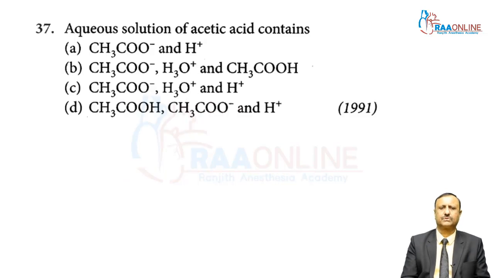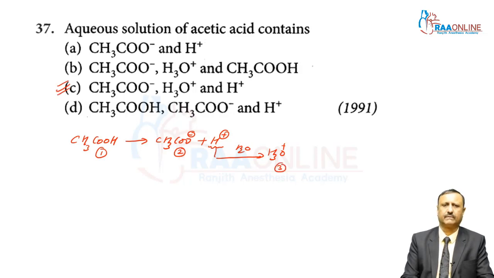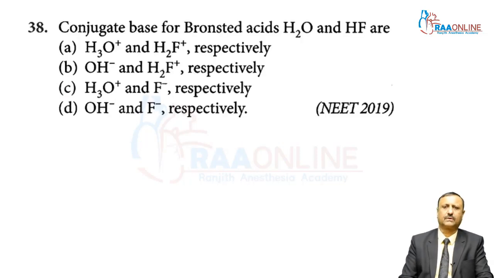Now my dear students, you can go to question number 37. When you take the aqueous solution of acetic acid, here acetic acid is a weak acid, my dear students, and it gives us acetate ions plus H plus ions. This H plus ion is not present in free state, it combines with water to form hydronium ions. So in acetic acid solution, you get acetic acid, second acetate, and third hydronium ions. So my dear students, for question number 37, the answer is C, because aqueous solution of acetic acid contains 3 types of ions.